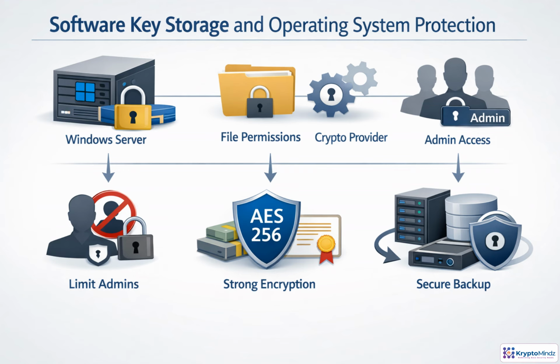When CA keys live in software, you're really trusting the entire Windows platform around them. Hardening the server, locking down file permissions, and securely configuring the crypto provider all become part of your key's security boundary. Keep local admin membership as small and controlled as possible. Use strong algorithms and key lengths that align with the CA's lifetime. And treat backups as sensitive. Protect system state, registry, database, and key files end-to-end.